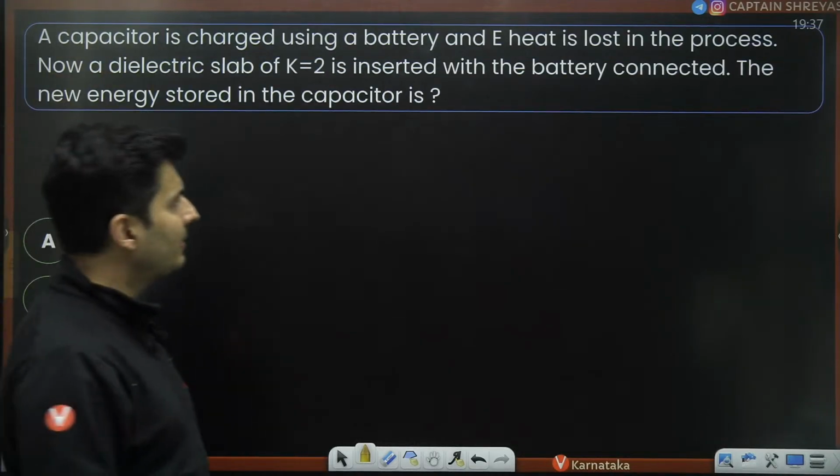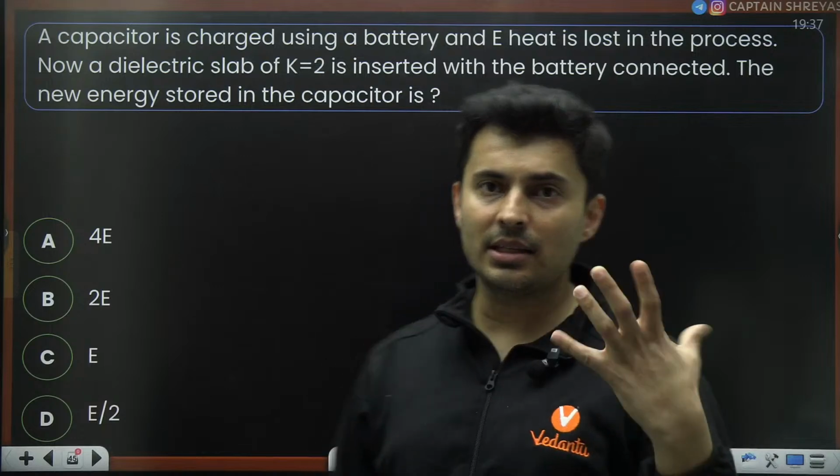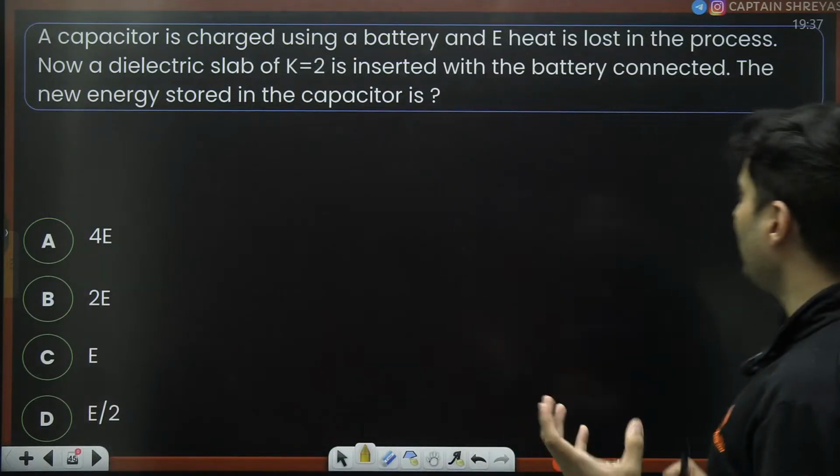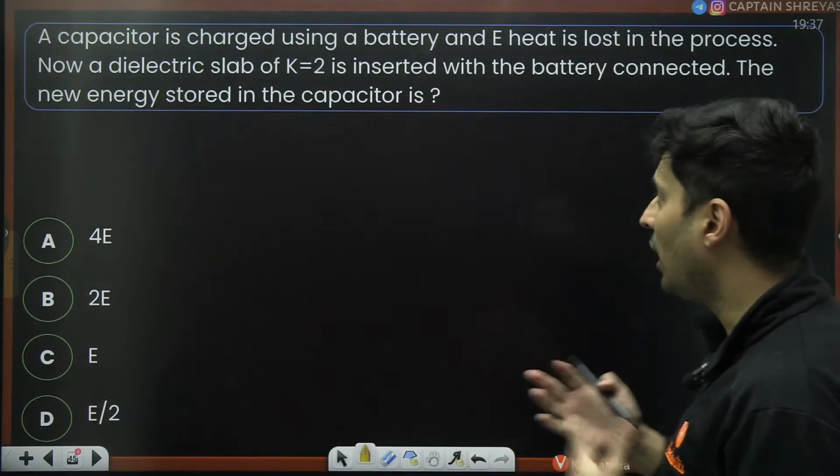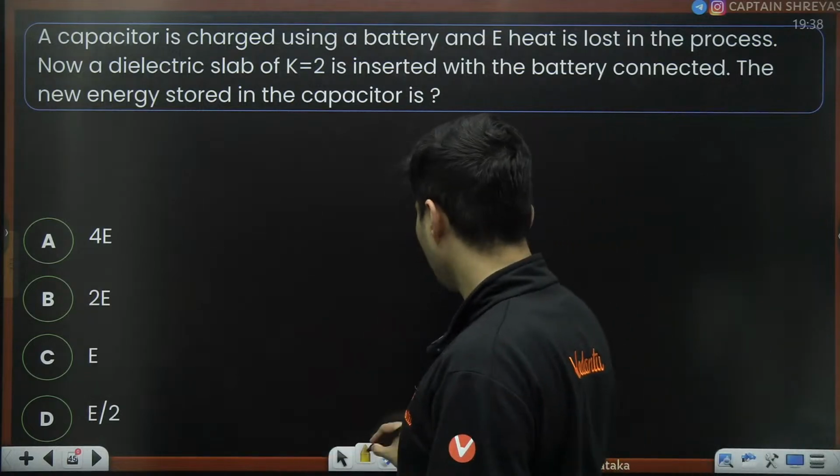If you take a capacitor and you find that energy stored in that process is E, now you put a slab with the battery connected. How much new energy is stored in it?